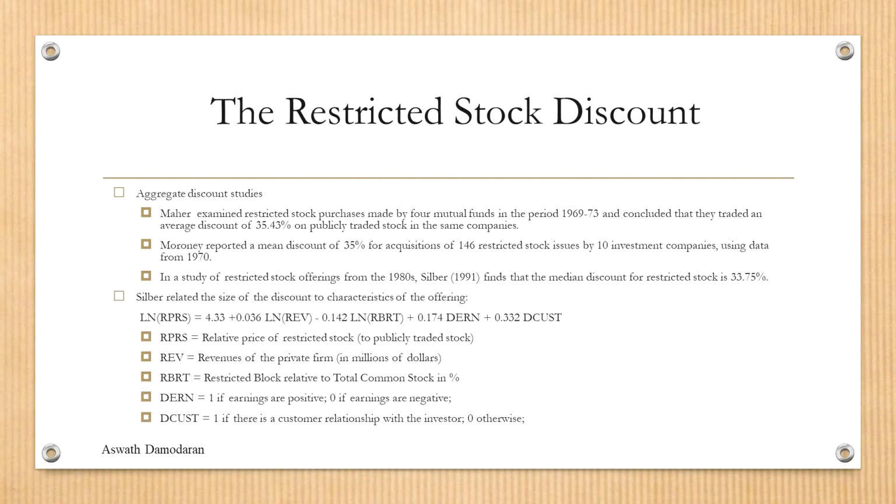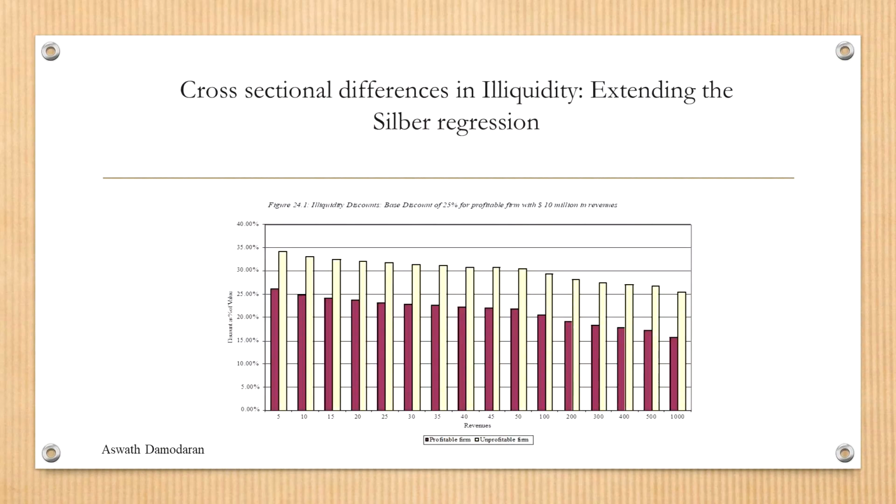There are several studies showing that this illiquidity discount is pretty significant. Based on Moroni's study, the number is about 35%. Based on Maher's study, it's about 35.4%. And for Sieber's research, the discount is about 34%. So several financial studies show that the illiquidity discount is around 35%.